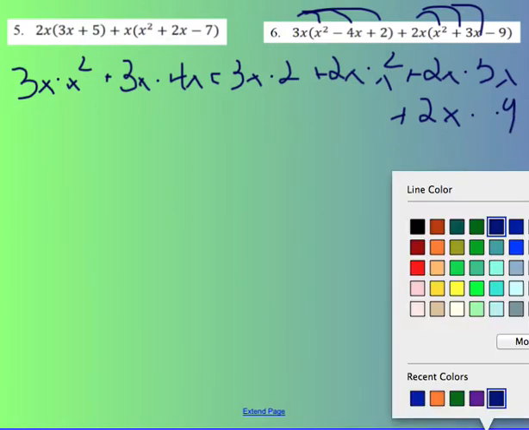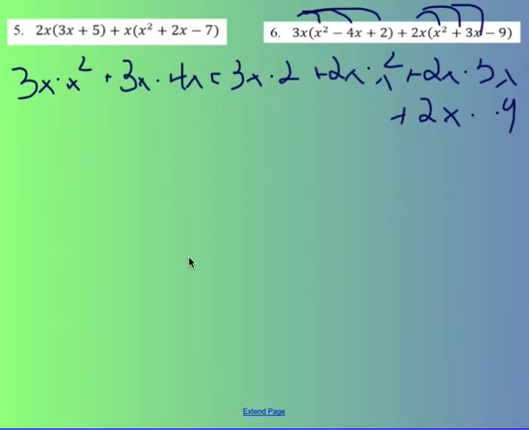So now we're going to go through and multiply all of those out. So that 3 is going to stay there. X to the first times x squared, add those exponents and you get x cubed. Okay? 3 times 4 for our next term is 12. X to the first times x to the first is x squared. 3 times 2 is 6, and then we're going to keep the x.